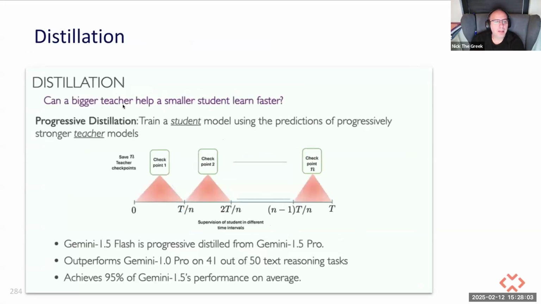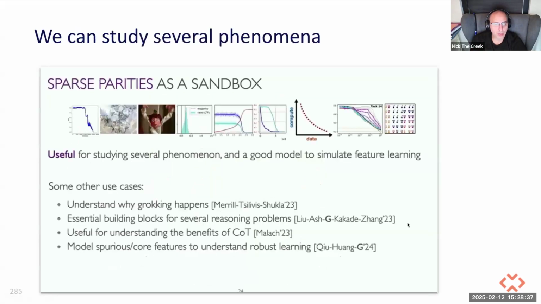Another problem is, can a bigger teacher help a smaller student learn faster? Progressive distillation: train a student model using the predictions of progressively stronger teacher models. So, for example, Gemini 1.5 Flash is progressively distilled from Gemini 1.5 Pro. It outperforms Gemini 1.0 Pro on 41 out of 50 text reasoning tasks, and achieves 95% of Gemini 1.5 Pro performance on average. So this is another problem that they're trying to solve.